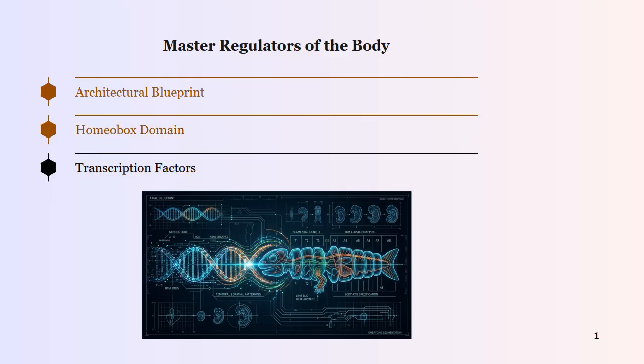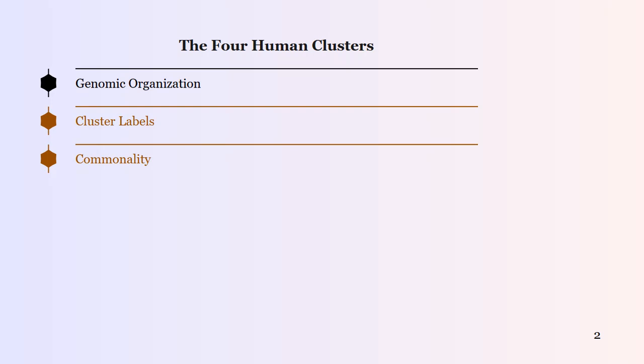Transcription factors. They function as transcription factors, meaning they turn other genes on or off to orchestrate complex morphological changes. 2. The 4 human clusters. Genomic organization. In humans, the 39 Hox genes are organized into 4 distinct clusters located on different chromosomes. Cluster labels. These clusters are designated as HOXA, HOXB, HOXC, and HOXD, which arose through ancestral genome duplications.